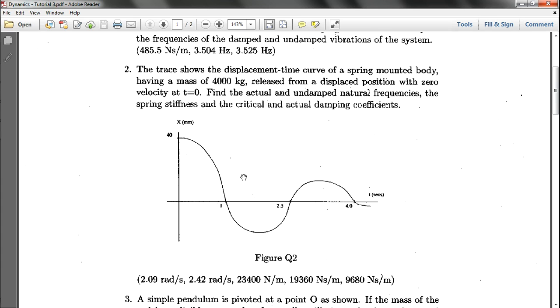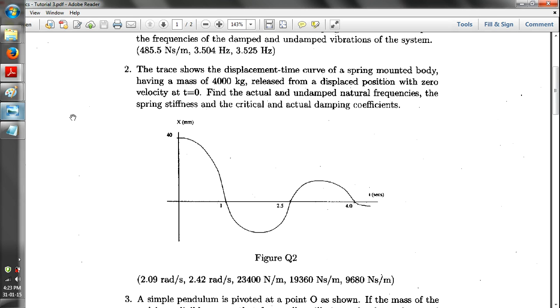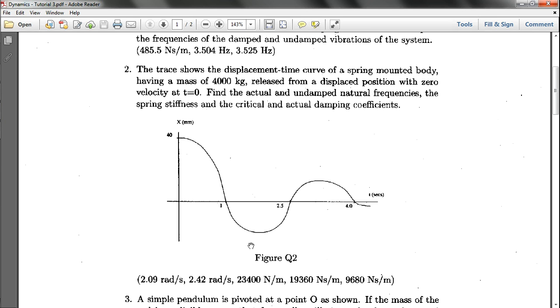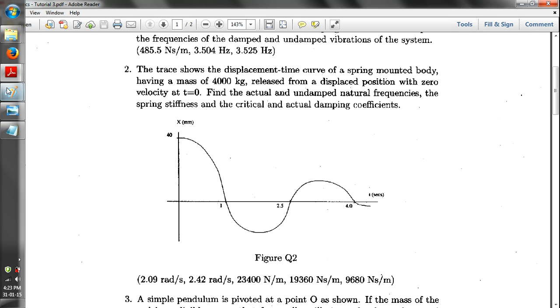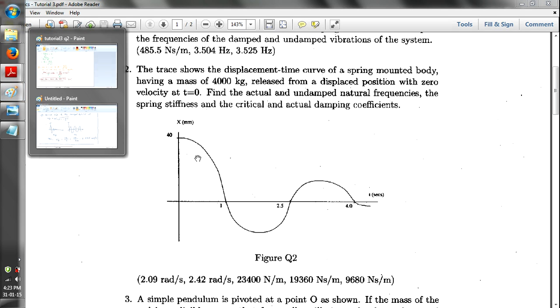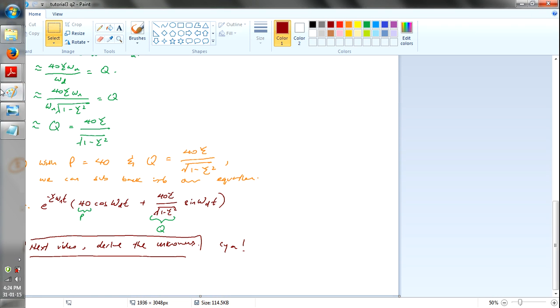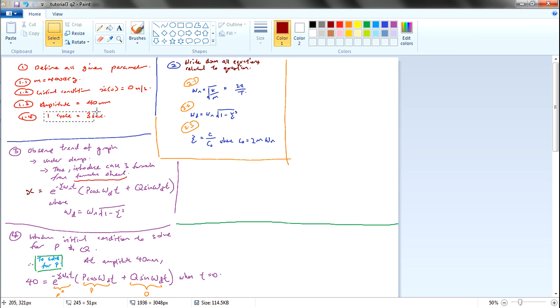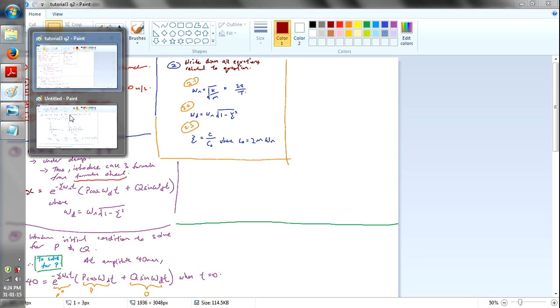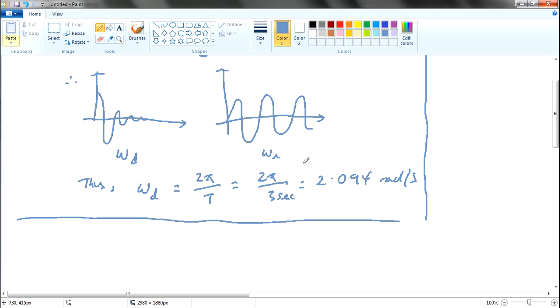So ωD, the damping frequency, is this, and as you know, frequency is 2π over the period. We are given the initial condition from the last video that one cycle is equal to 3 seconds. Therefore, our damping frequency is 2.094 radians per second. Take note that when multiplying, you have to take 2 times 3.142 over 3 seconds.